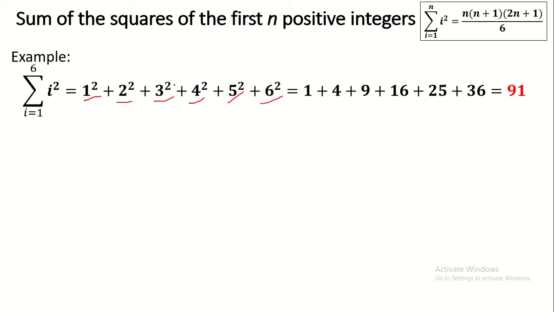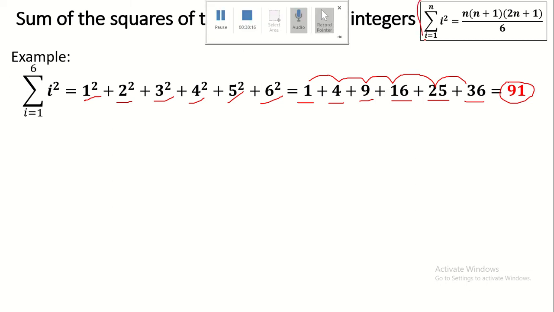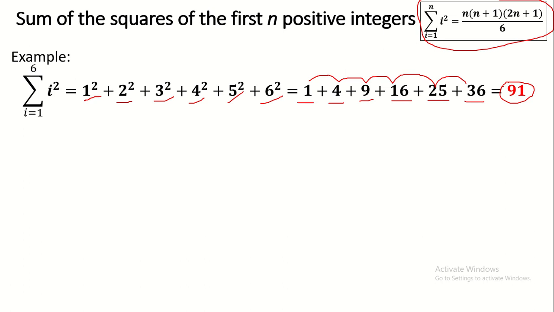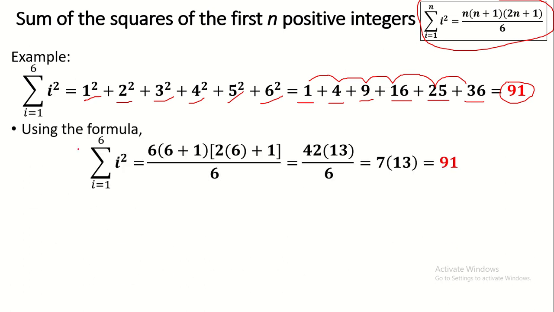So 1 squared is 1, 2 squared is 4, 3 squared is 9, 4 squared is 16, 5 squared is 25, 6 squared is 36. If we add all of this together, we will have 91. Okay, so now let's confirm that this formula is correct. If this is correct, then we can have the same answer. So using the formula, we have the summation of i squared where i is equal to 1 up to 6.